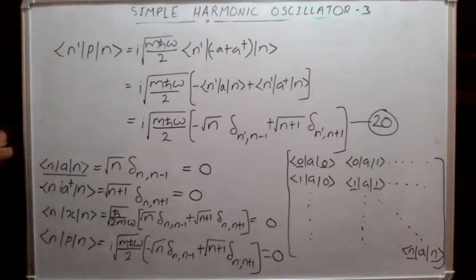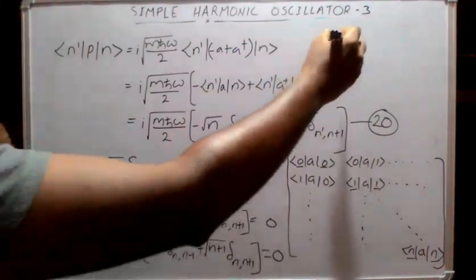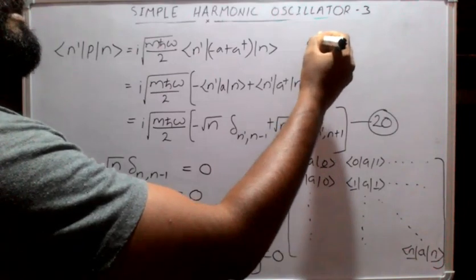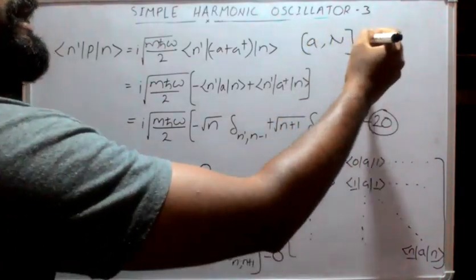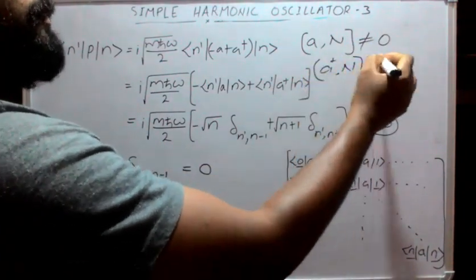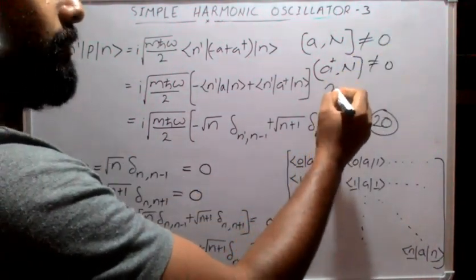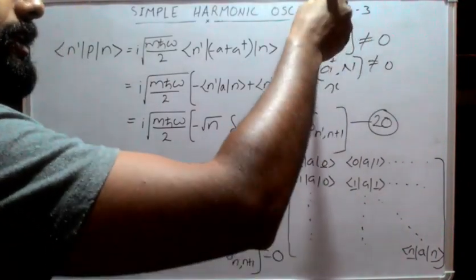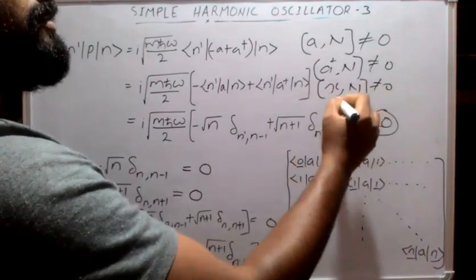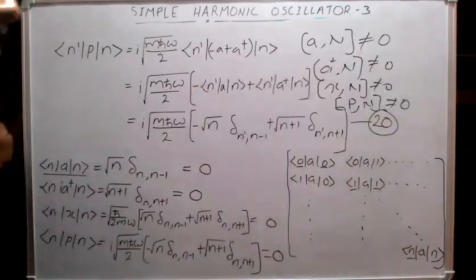That means these operators are not diagonal in the n representation. These operators are not diagonal in n representation. That means these operators will not commute with n. Especially this is not equal to 0. Okay, this will not commute, and the x operator, like this a and a dagger, x and p operators will not commute with n.